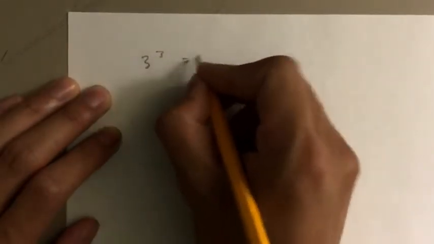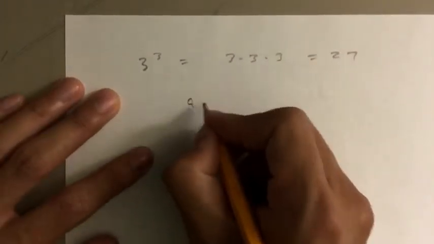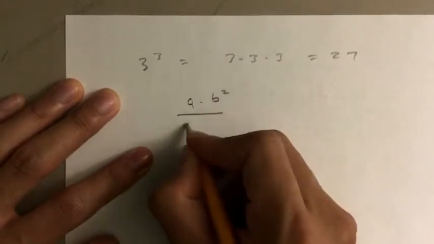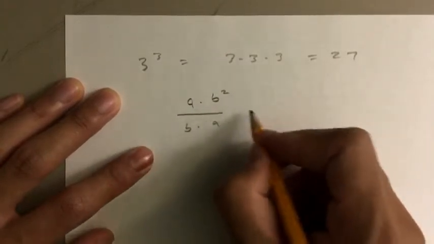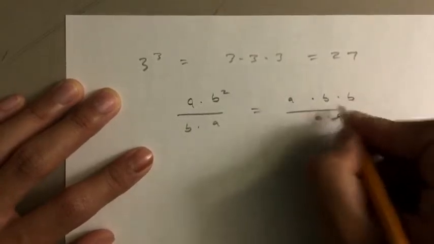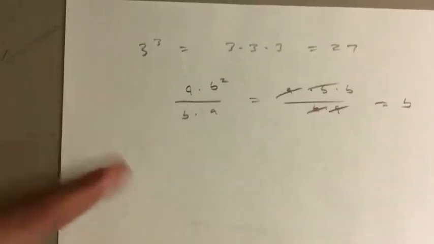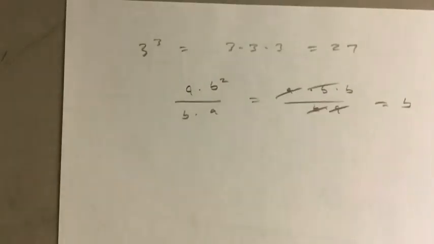Okay, so we talked about exponents before and how 3 to the third is 3 times 3 times 3, and that equals 27. And how variables can also be represented. And that's just A times B over B times A, cross out, cross out, cross out, cross out, that just equals B. So we talked about how variables and numbers can be represented with exponents. Now we're gonna talk about some rules with exponents. So we're gonna talk about adding exponents, multiplying exponents, the whole deal.